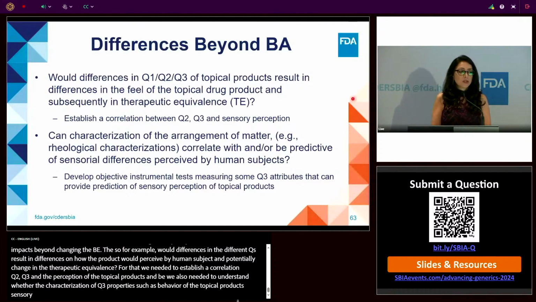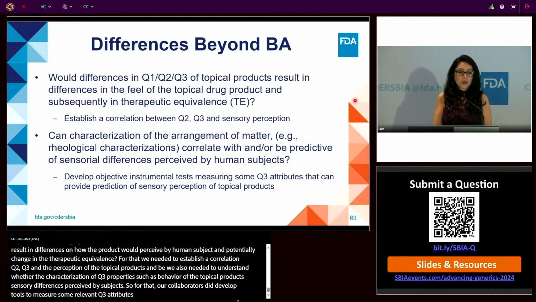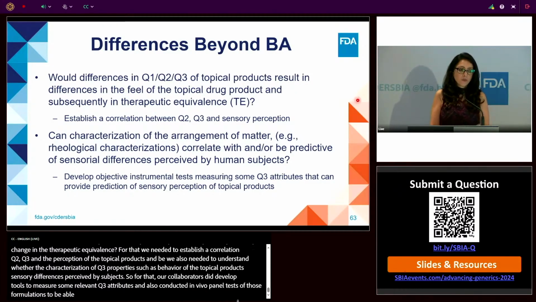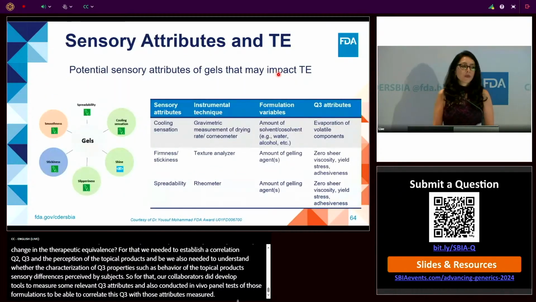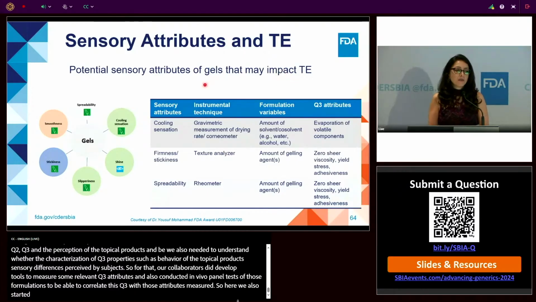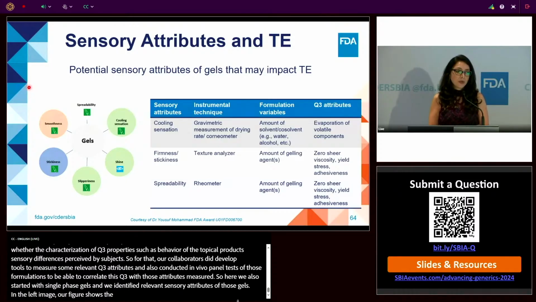So for that, our collaborators did develop objective tools to measure some relevant Q3 attributes, and also conducted in vivo sensory panel tests of those formulations to be able to correlate these Q3 attributes with those sensory attributes measured. So here we also started with single-phase gels, and we identified relevant sensory attributes of those gels. The left image or figure shows the list of sensory attributes that we evaluated for topical gels, like spreadability, smoothness, shine, cooling sensation, etc.